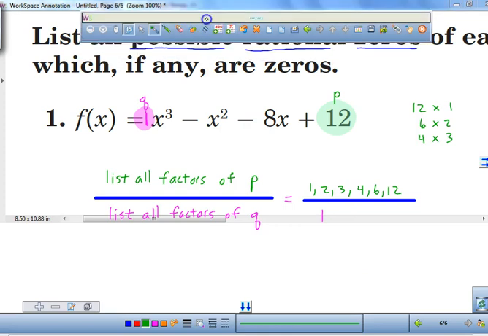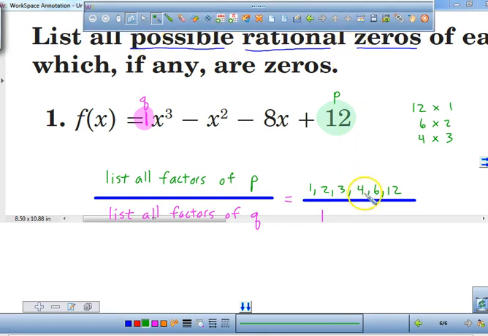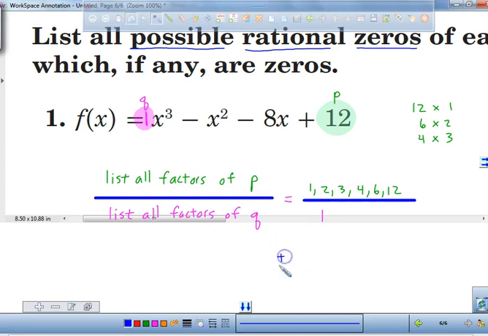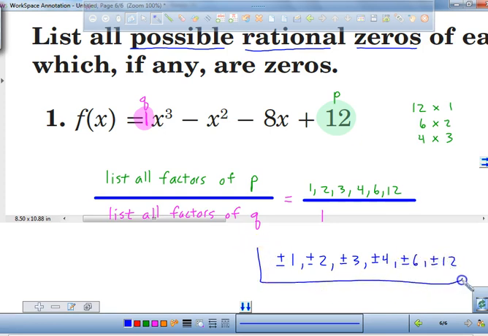Now, when it says list all the possible rational zeros, all the possible ones are all of these numbers divided by the number 1. So my possible answers, this is what I want you to understand, are plus or minus 1, plus or minus 2, plus or minus 3, plus or minus 4, plus or minus 6, and plus or minus 12. These are all the possible zeros of the function. They're not all the zeros, they're all the possible zeros.